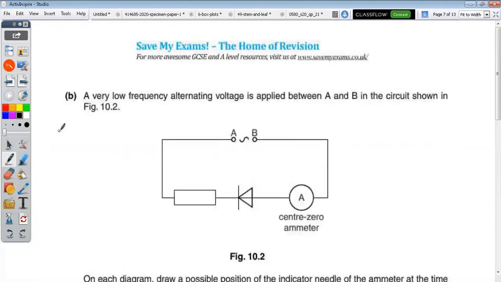Okay, sir. Now, a current is applied to A and B. A very low frequency alternating voltage is applied between A and B, and the circuit shows a center-zero galvanometer.